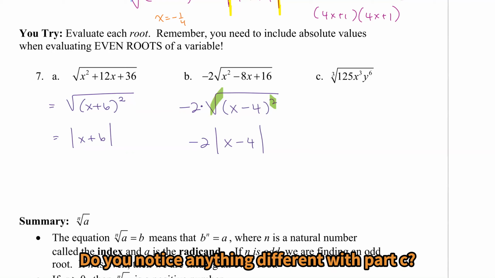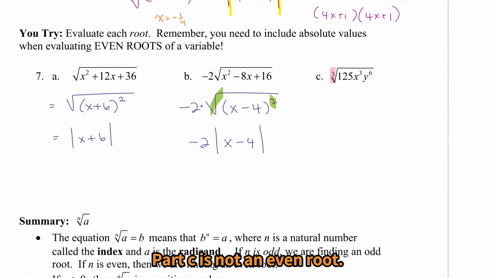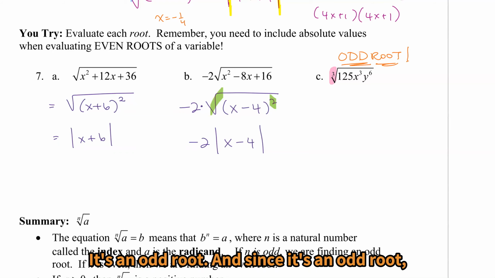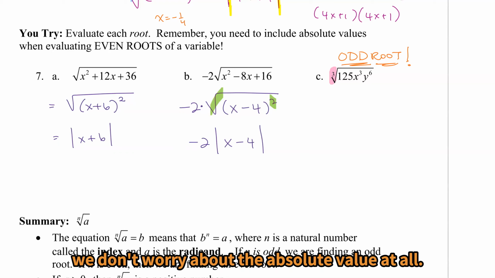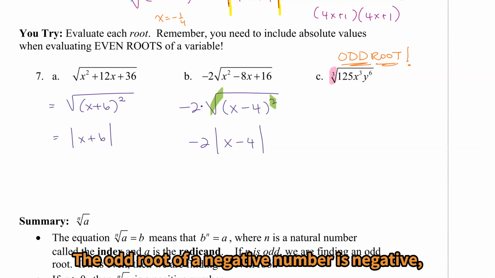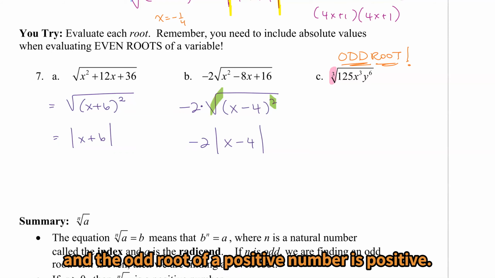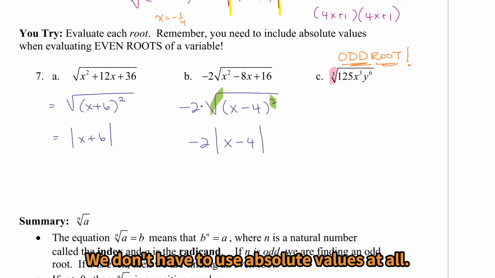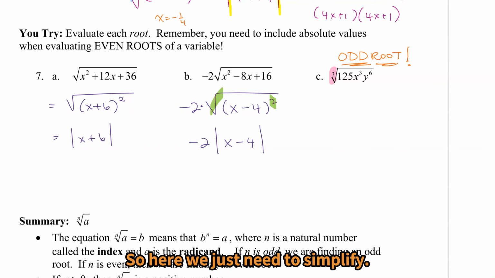Do you notice anything different with part C? Part C is not an even root. It's an odd root. And since it's an odd root, we don't worry about the absolute value at all. The odd root of a negative number is negative, and the odd root of a positive number is positive. We don't have to use absolute values at all. So here, we just need to simplify. And we'll formalize this a little later.